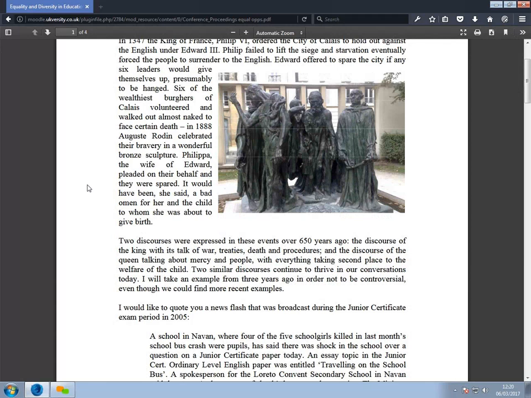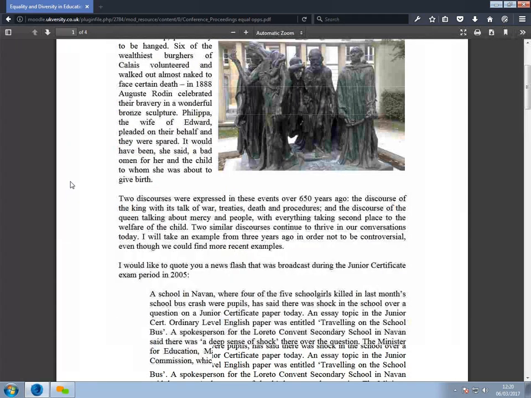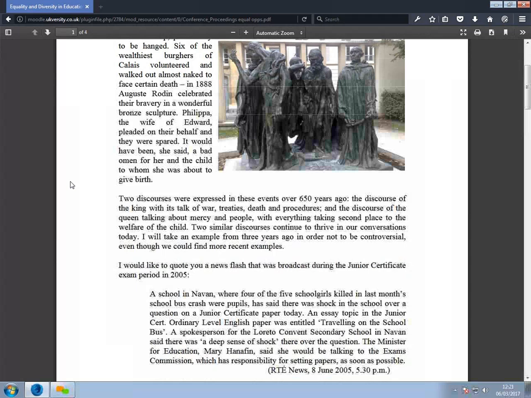Philippa, the wife of the king, pleaded on their behalf, and they were spared. It would have been, she said, a bad omen for her and the child to whom she was about to give birth. Two discourses were expressed over these events 650 years ago. The discourse of the king, the talk of war, treaties, death and procedures. The discourse of the queen, talking about mercy and people, with everything taking second place to the welfare of the child. Two similar discourses continue to thrive in our conversations today. I will take an example from 3 years ago in order not to be too controversial, even though we could find more recent examples.